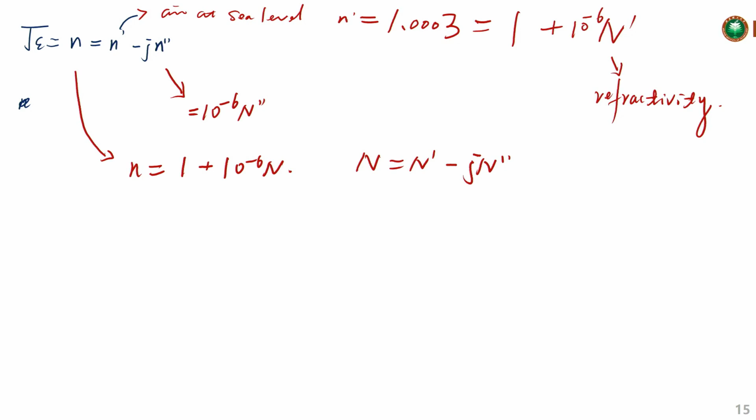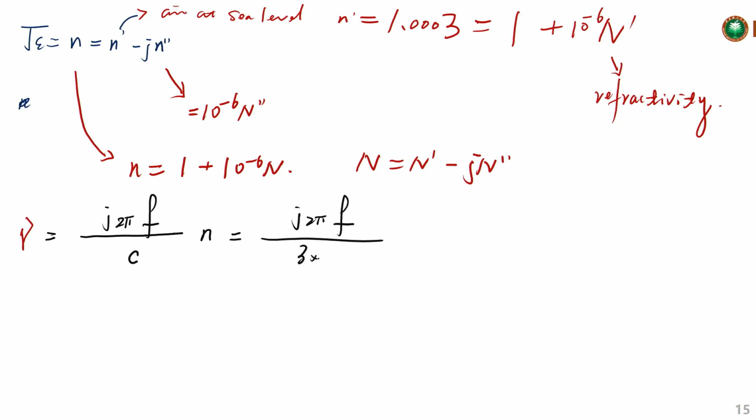So this is for the expression of this one. Even though you may think, oh, why is it so complicated, it can help us with the calculations later. After that, our propagation constant gamma can be expressed as j times 2 pi f over c times n, which equals j 2 pi f over 3 times 10 to the power 8 times n prime minus j n double prime.